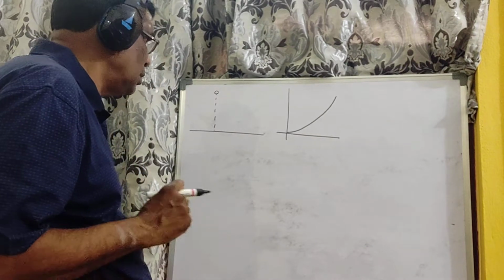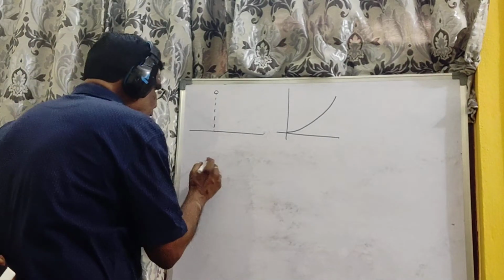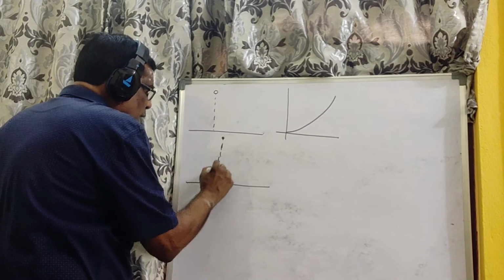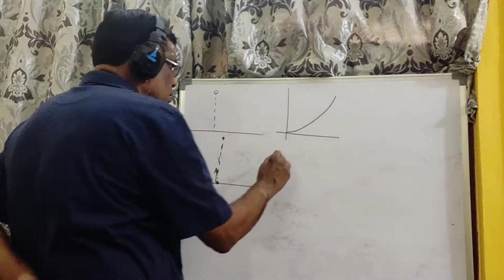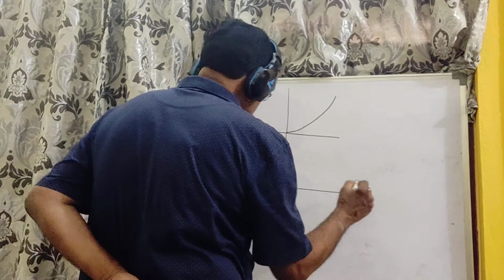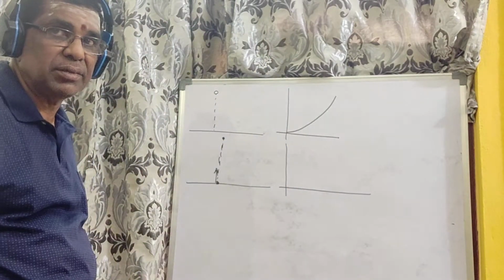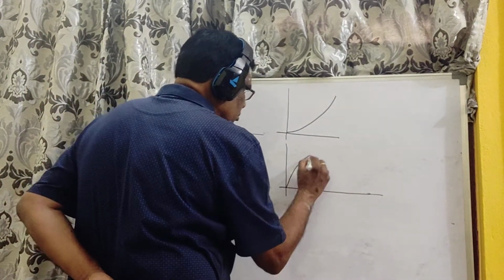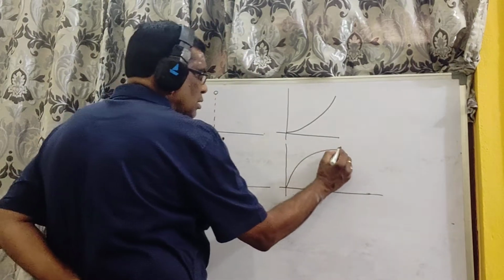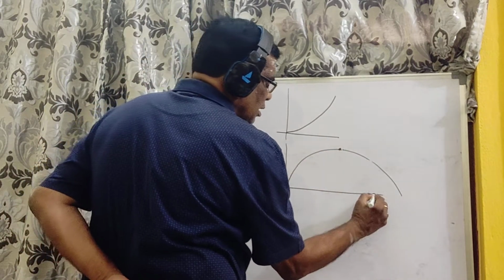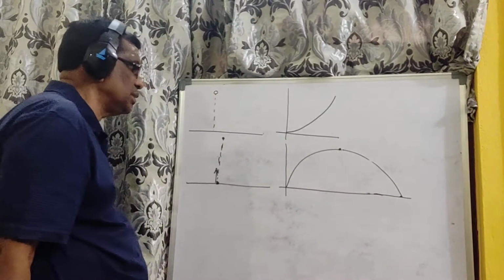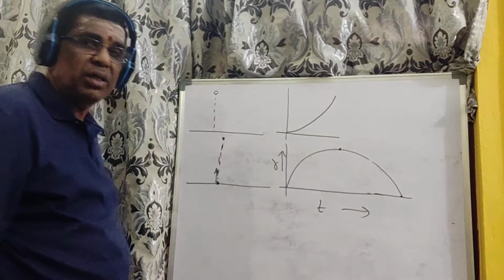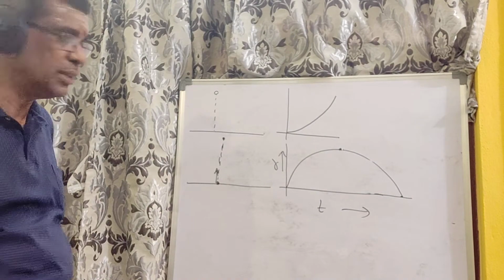Alright? Now, if I take a case, I project a body up, this goes up and comes down. How do you represent this in a position time graph? Initially retardation, that means this one, retardation, and it comes back to the same point. This is position time graph for a body projected up and down like that.